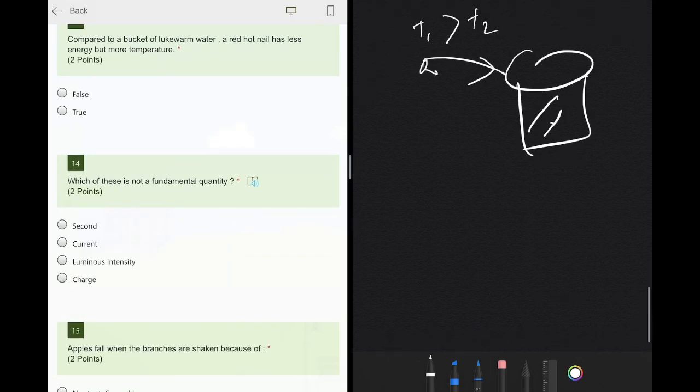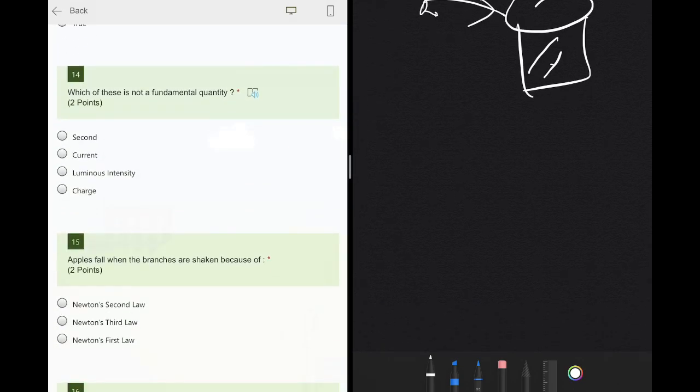Which of these is not a fundamental quantity? Second is a fundamental quantity. Current is also a fundamental quantity. So for electricity, current is taken as a fundamental quantity. Luminous intensity is also a fundamental quantity. So the one that is not a fundamental quantity is charge. So you should choose that option.